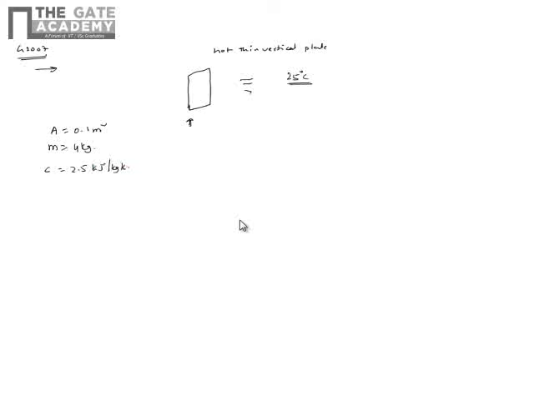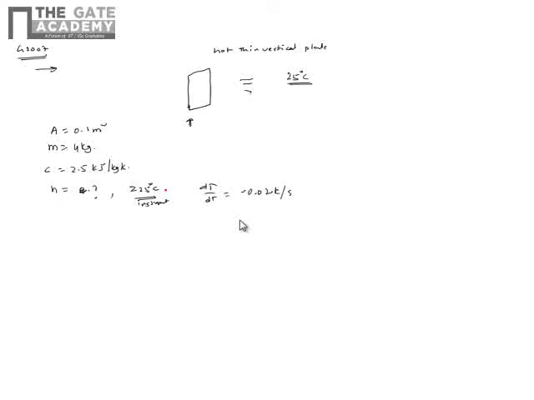Okay, the specific heat is given. I need to find the convective heat transfer coefficient at the instant when the plate temperature is 225, and the change in plate temperature with time, dT by dt, is minus 0.02 Kelvin per second. So at the instant when the plate temperature is 225, what is the convective heat transfer coefficient?